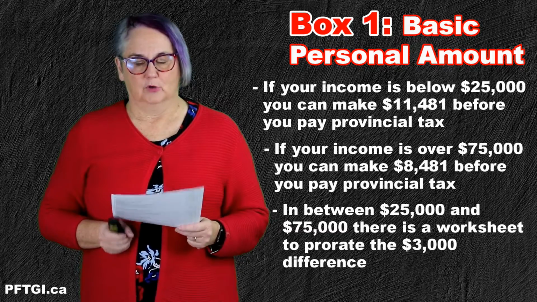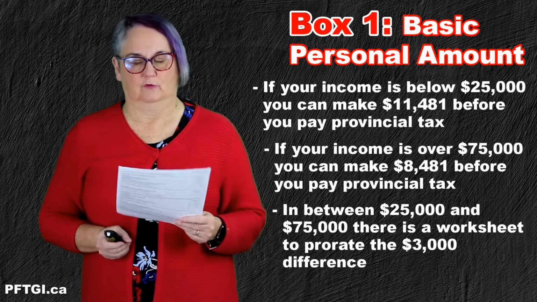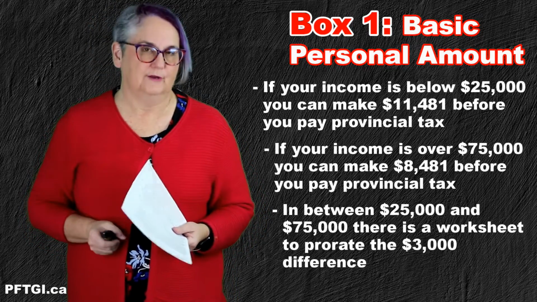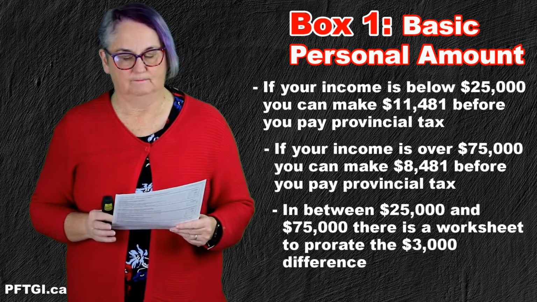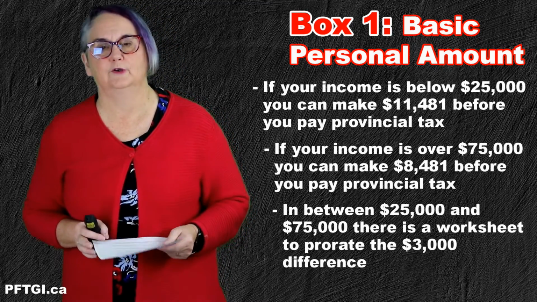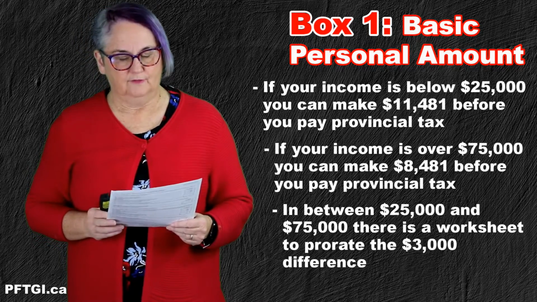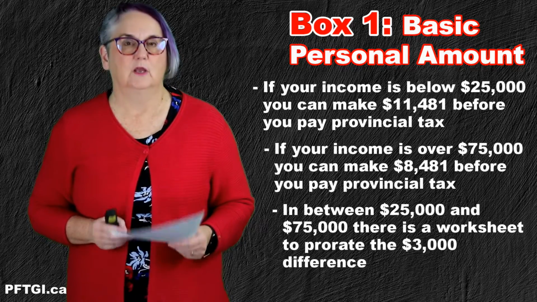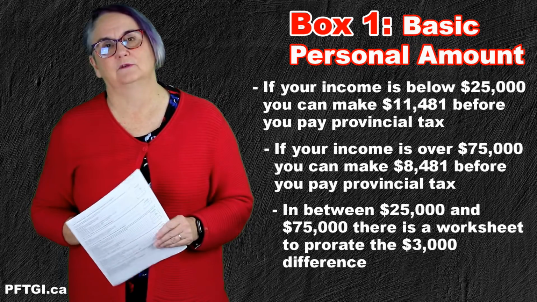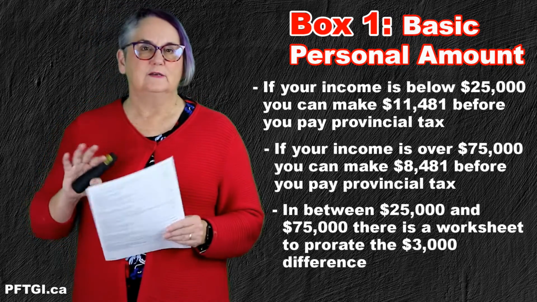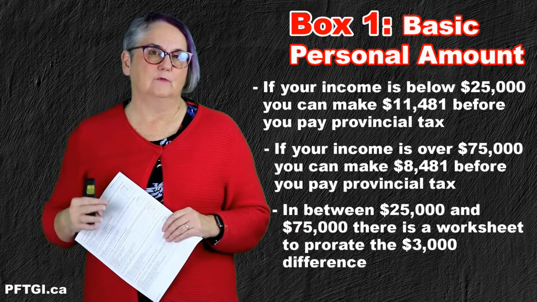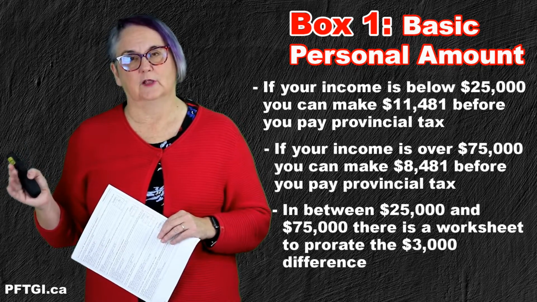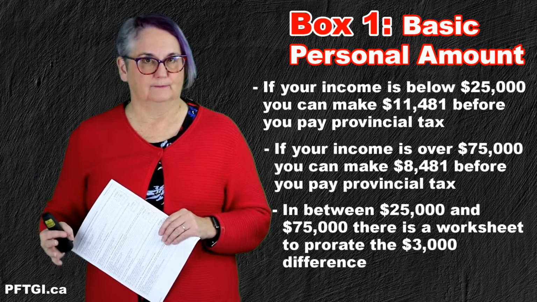Box 1, basic personal amount. This is not straightforward, unfortunately. If your taxable income is going to be lower than $25,000 this year, and you know this, then the number you put in is $11,481. If you know that your income is going to be over $75,000, then the number you put in that form is $8,481. So there's a $3,000 swing between the amount that somebody who makes less than $25,000 can claim and the amount that someone who makes over $75,000 can claim. And the higher income gets a lower deduction.